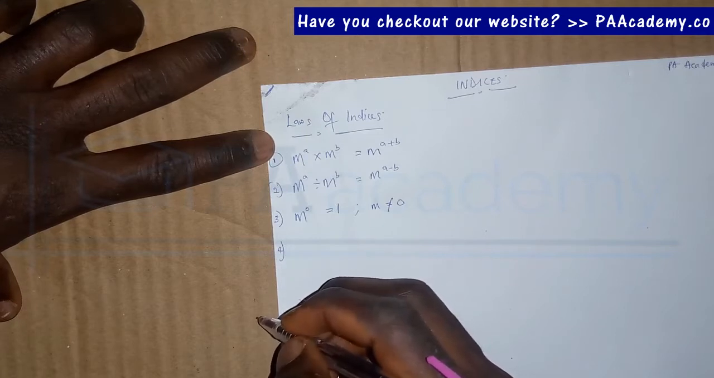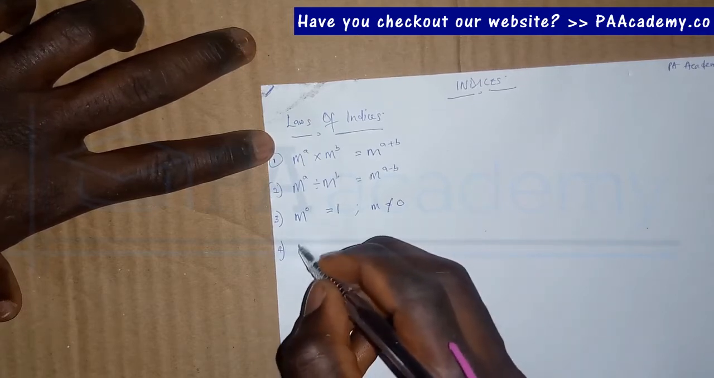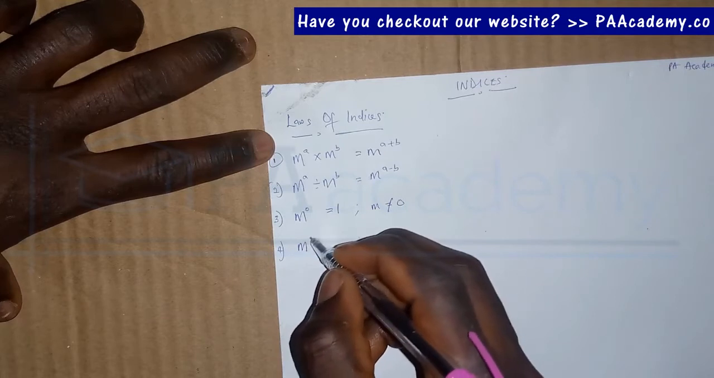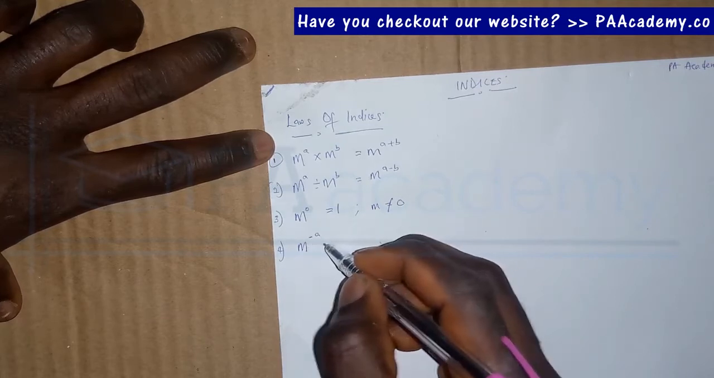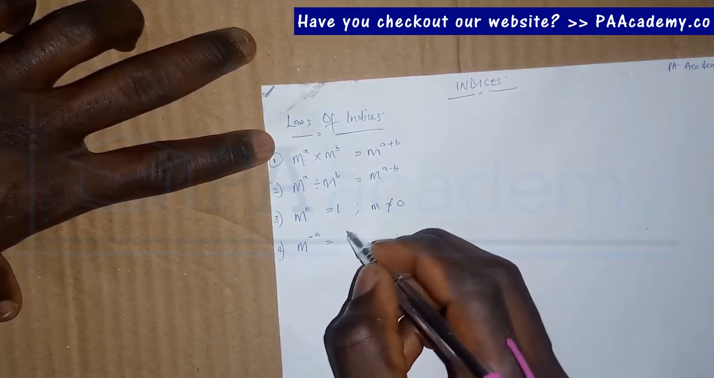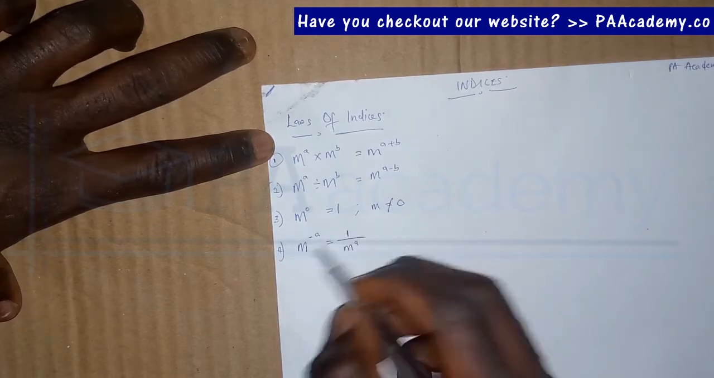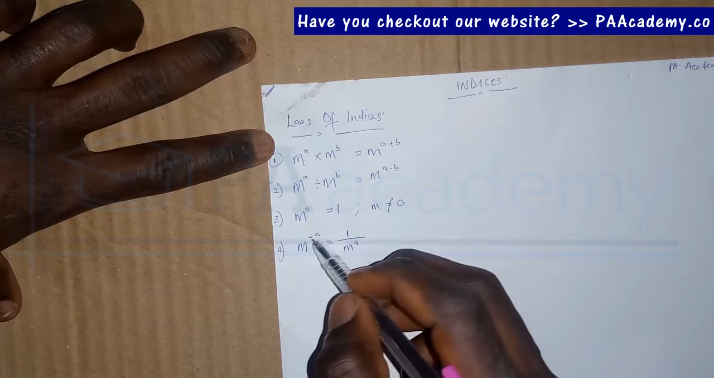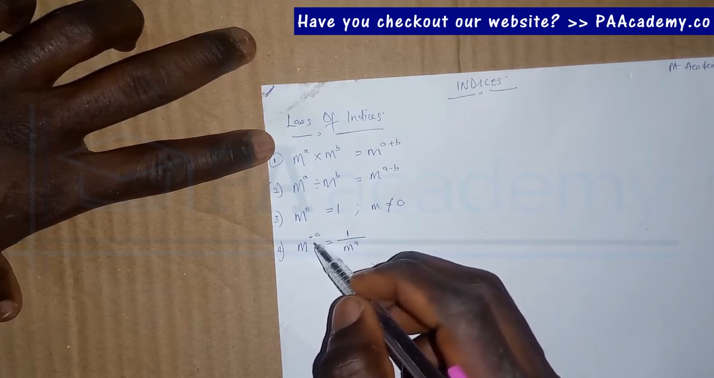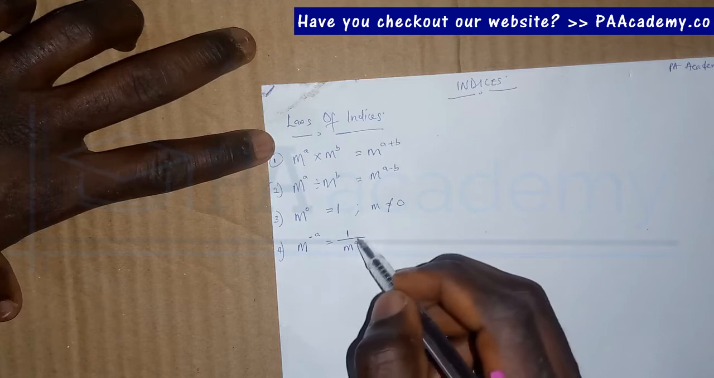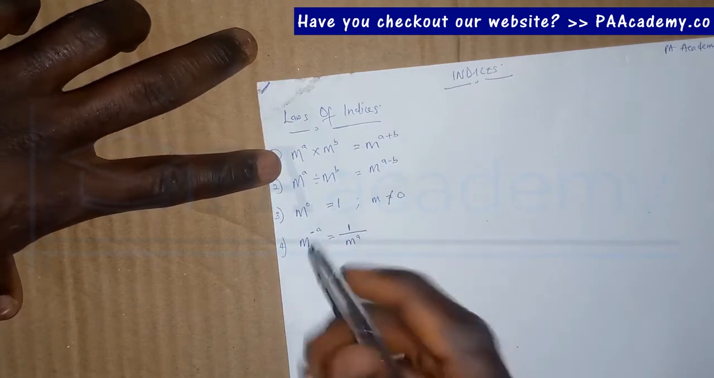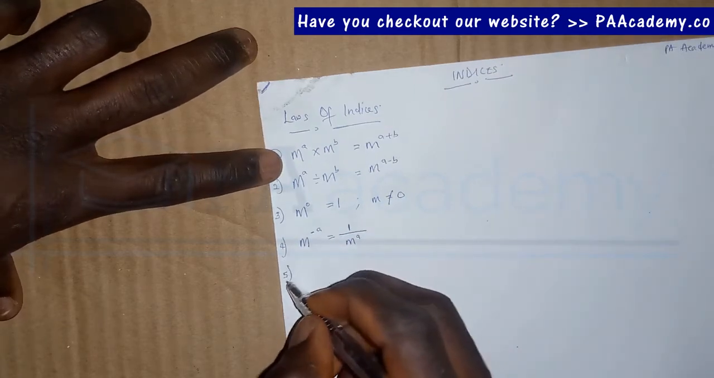The fourth one is like this. If you have an expression like m raised to power minus a, it's the same thing as having 1 over m raised to power a. You can see doing this will remove the effect of the negative power. So we are going to be having it in this expression. Alright, so let's look at the fifth one.